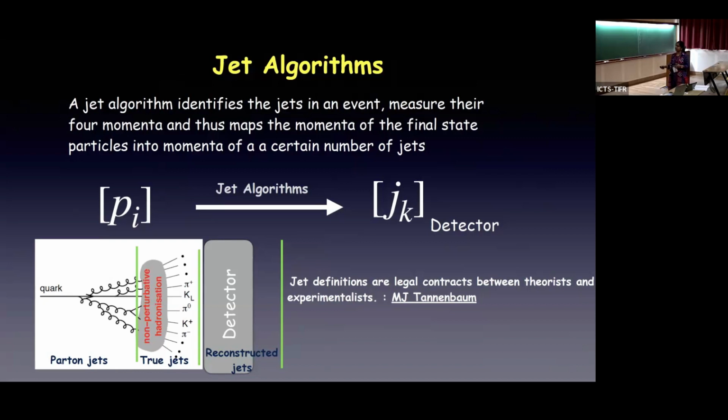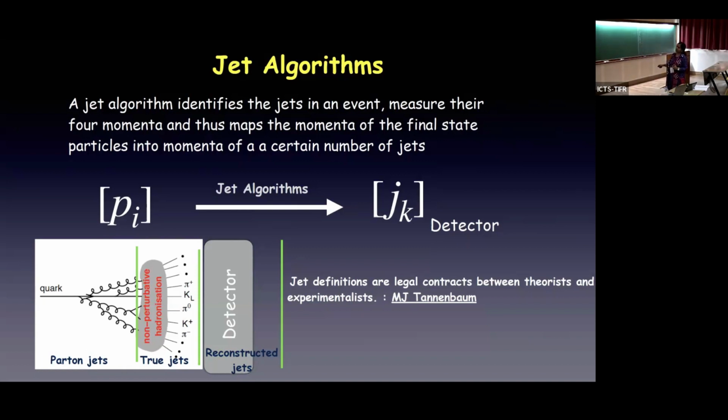So what do these algorithms do? A jet algorithm identifies the jets in an event, measures their momentum, and thus maps the momenta of the final state particles into momenta of a certain number of jets, because this is what we can measure in our experiments. Then you implement the jet algorithms, and that will give you a certain number of jets with associated momenta.